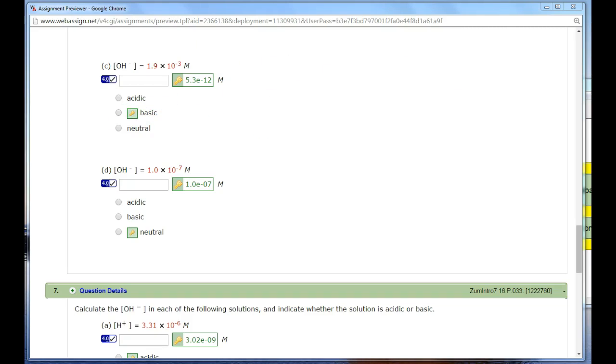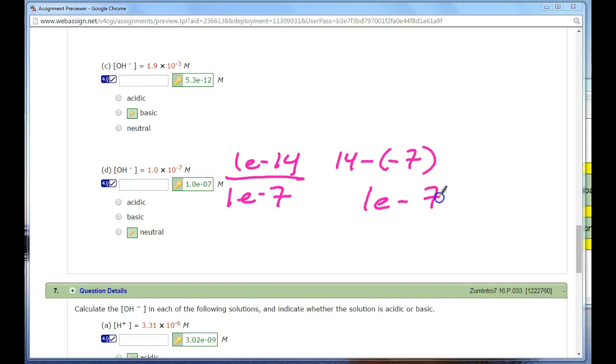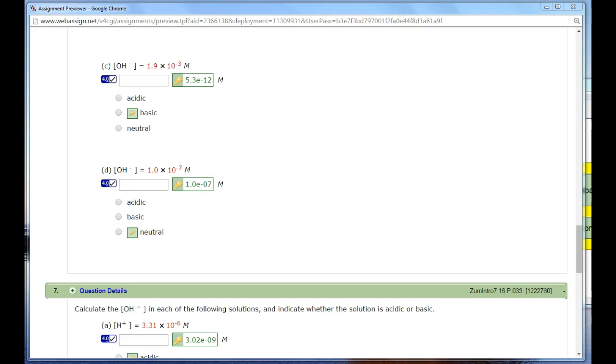This next one is going to be 1e minus 14 divided by 1e minus 7. Again, we have the same base, so I'm going to go 14 minus a minus 7, which actually equals 7, so it's going to be 1e minus 7. It's the same thing. So when you have a base of 1 and you see the 7, it actually means it's neutral. They're equal parts, so they're neutral. If they're equal, they're neutral. Although in AP chemistry, we talk about things being neutral, they're not necessarily with that number 7.